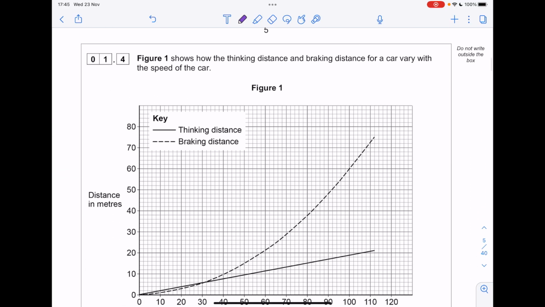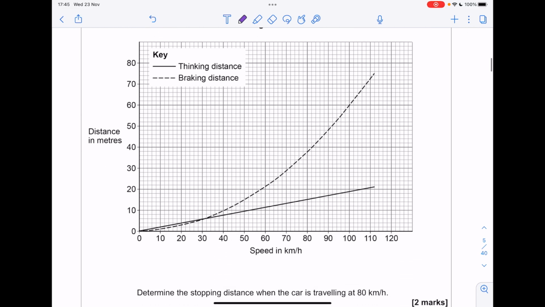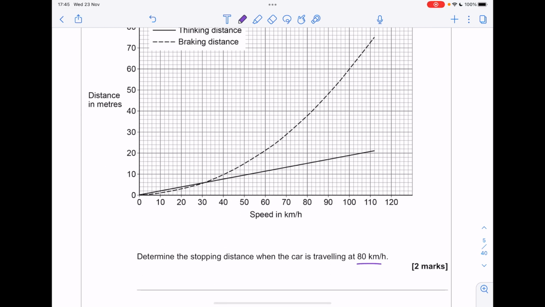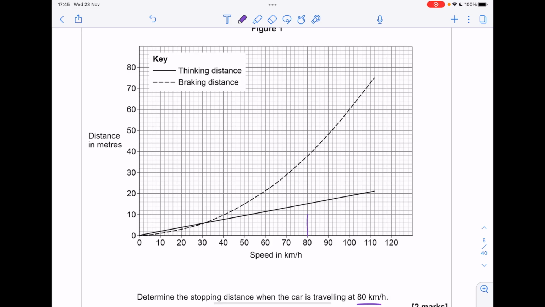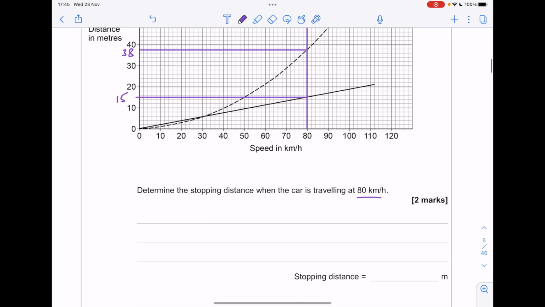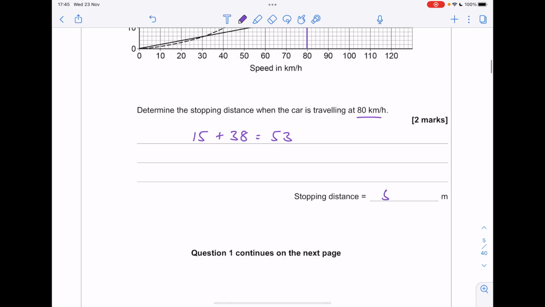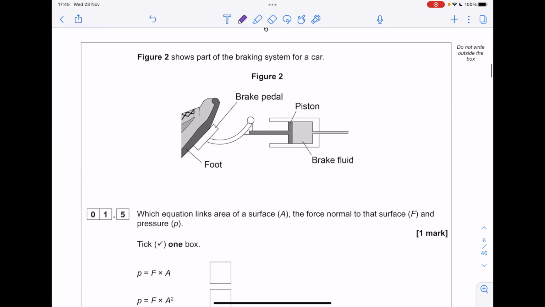Figure 1 shows how the thinking distance and braking distance for a car vary with the speed. Determine the stopping distance when the car is travelling 80 kilometers per hour. So let's draw a line up from 80. We need to add these two distances together. So let's read across here first of all. That is 15. This one's 38. That's 53 meters. Because remember, the stopping distance is the total of the braking and thinking distance.